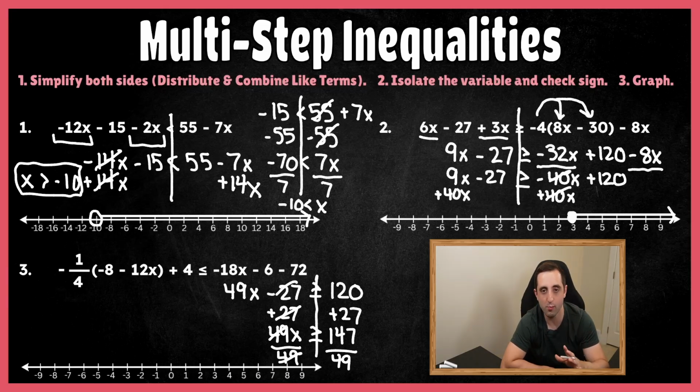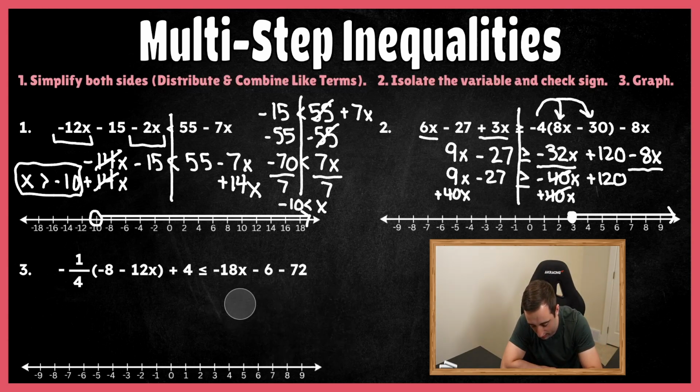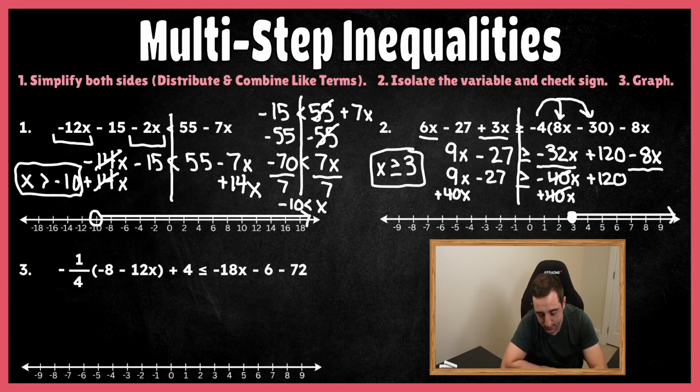I don't want to give you one problem and then you're supposed to magically master all the different types that you see. So we had, what was it? X is greater than or equal to 3. Okay, so let's write that up here. X is greater than or equal to 3. We'll box that in. And now let's go ahead and move down to number 3.